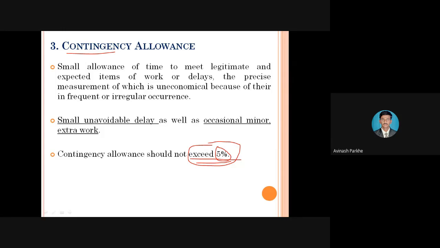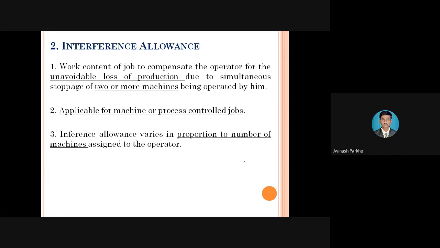We can replace the tool. So all such types of activities we can perform in this particular 5% only. Therefore, contingency allowance should not exceed 5%. So this is the requirement.